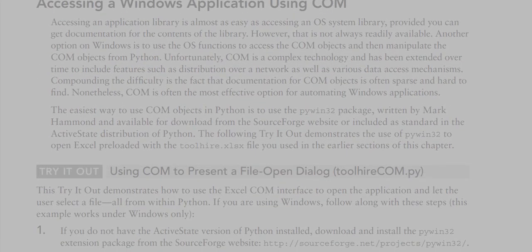Accessing a Windows application using COM. Accessing an application library is almost as easy as accessing an OS system library, provided you can get documentation for the contents of the library. However, that is not always readily available.